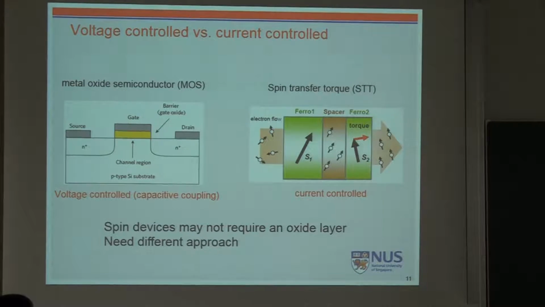Of course, we don't need to really stick to this operation scheme forever. We can devise some kind of spin device without oxide, and probably we need a completely different approach if you want to make a logic device out of spintronics. But my opinion is we shouldn't really try to utilize the same principle for spintronics.